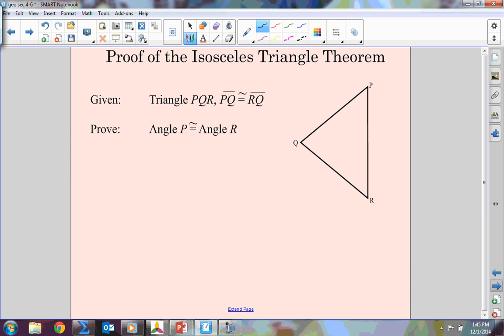Now, we can prove that if we want to, and it shouldn't be too hard to do, knowing all the stuff that we know. So let's do that. This is another one. I'm going to mark what we're given: that PQ is congruent to RQ. I want to show that angle P and angle R are the same. And this is going to be another one, boys and girls, where we will draw an auxiliary line as our first thing.